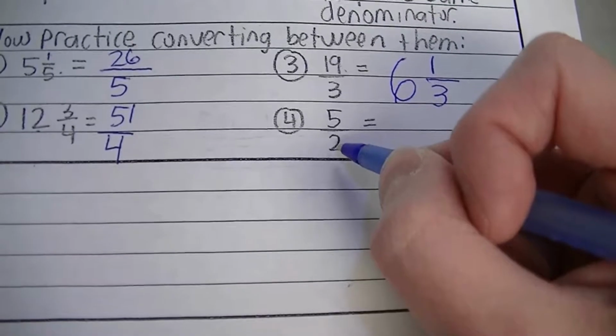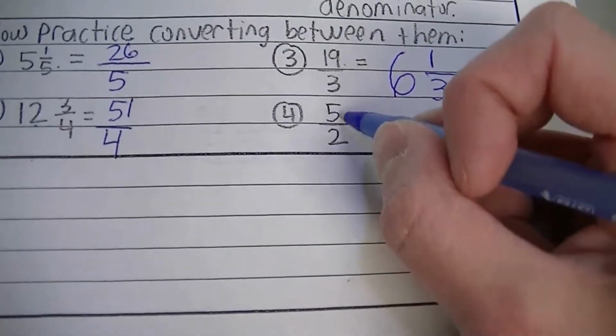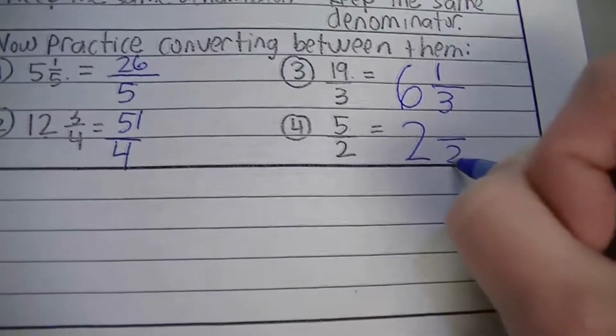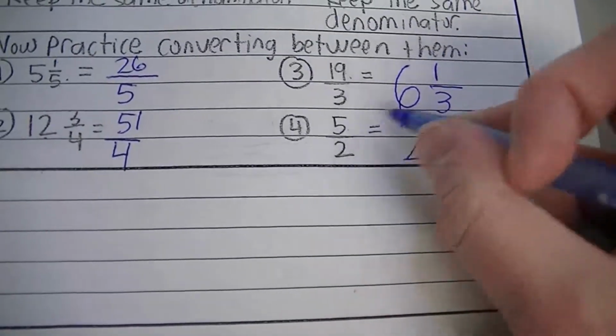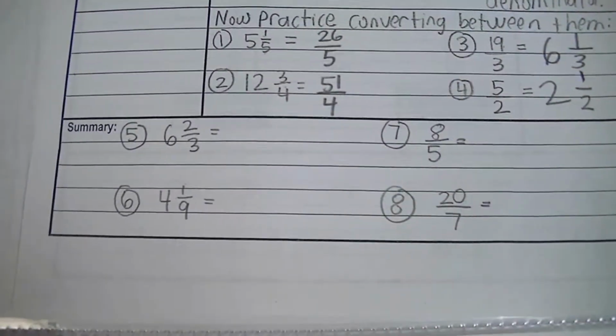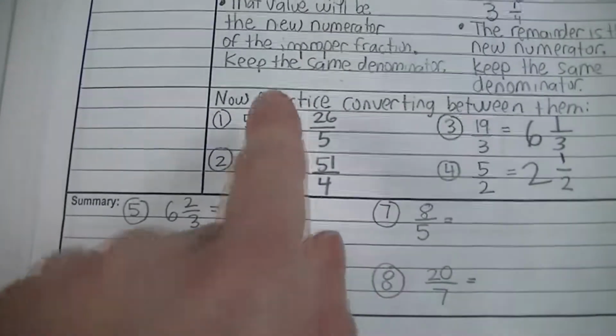5 halves, or 5 seconds, I guess you could say. 2 fits into 5 2 whole times. Keep that same denominator. 2 times 2 is 4 with 1 left over, and we're going to make that the numerator. For the summary, I want you to go ahead and continue these directions.